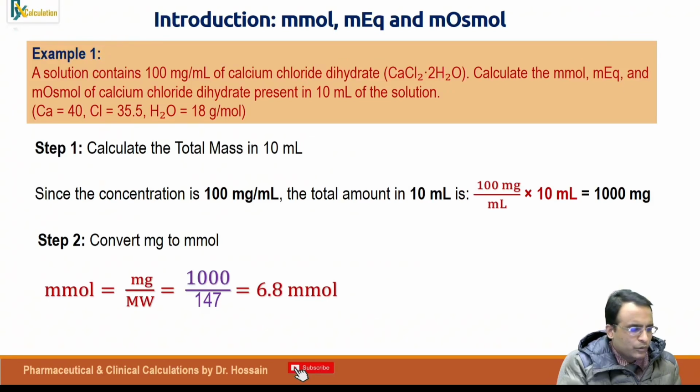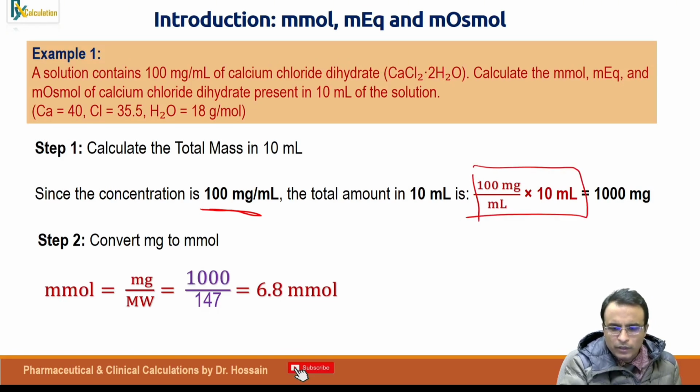First, we need to find the amount of calcium chloride dihydrate present in 10 milliliter. Since the concentration is 100 milligram per milliliter, you can use dimensional analysis to calculate the total amount of calcium chloride dihydrate present in 10 milliliter. So milliliter cancels out. We have 1000 milligram calcium chloride dihydrate present in 10 milliliter.